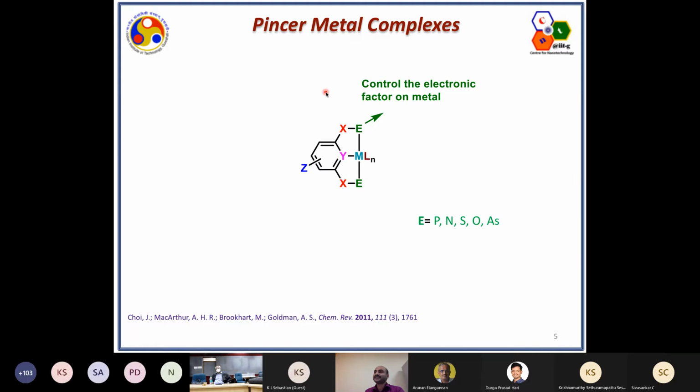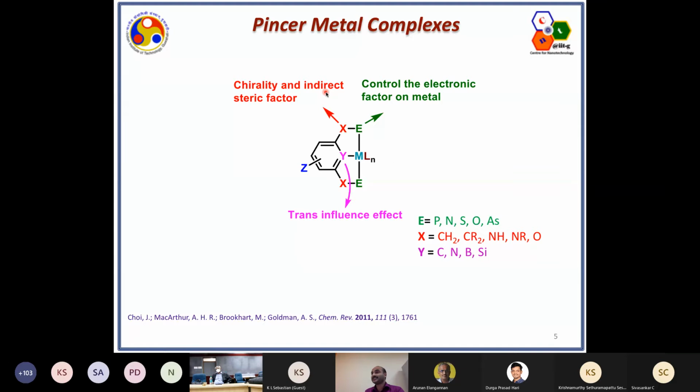And there I learned that in contrast to bidentate complexes and multidentate complexes, pincers have a very unique feature in which you can attain optimal control on reactivity and on stability, and the control is multifold because you could control the electronic factors, you could control the chirality, you could control the trans-influence effect, and the ancillary ligands would determine whether you could generate catalytically active species or not.